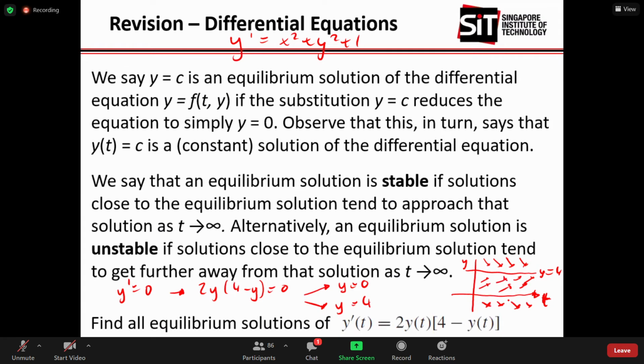Okay, any questions on first order equations before we move on to the second order? No? Okay, let's continue.